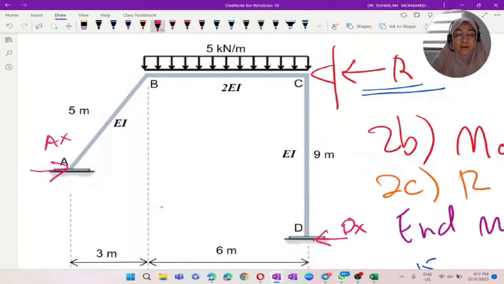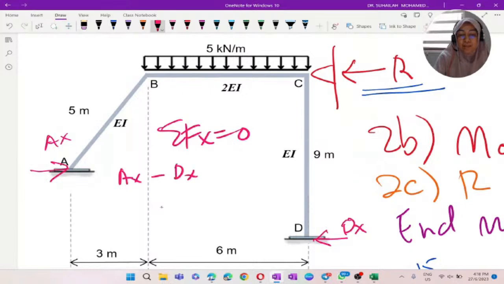Why do we name it the shear equation? Because in the original frame we focus on the column as a vertical element, and shear is perpendicular, meaning the horizontal and the vertical are perpendicular. That is why we call it a shear equation. So we write the shear equation: total Fx is equal to zero. So it is Ax minus Dx minus R, and this is equal to zero.